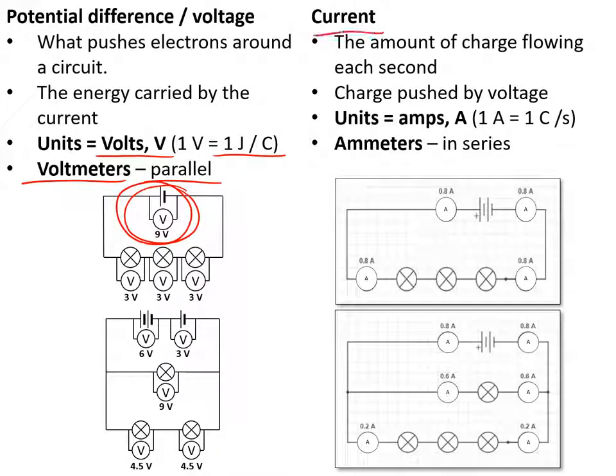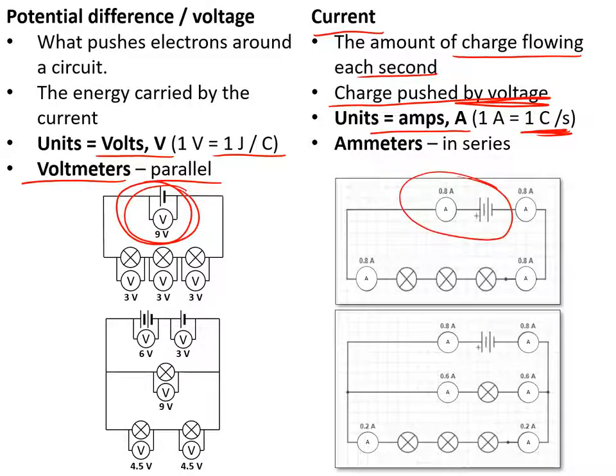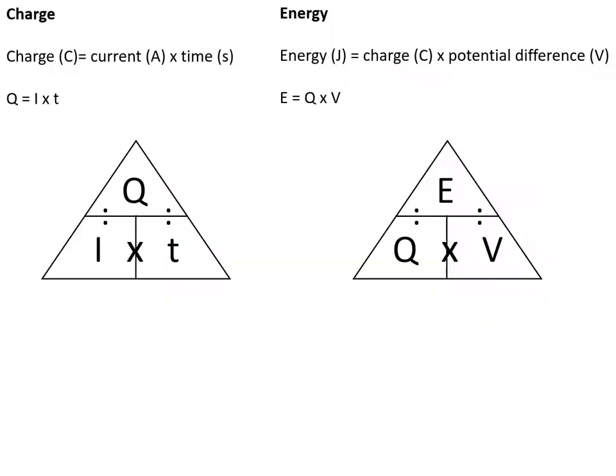Current is the amount of charge flowing through a circuit each second, and it is created by the voltage pushing the electrons around. The units for it are amps, and 1 amp means that 1 coulomb of charge flows every second, and it is measured using an ammeter. And look at the way the ammeters are connected in series with the current they're measuring.